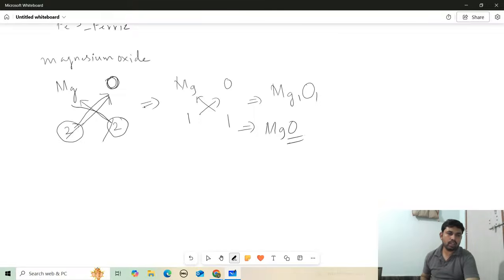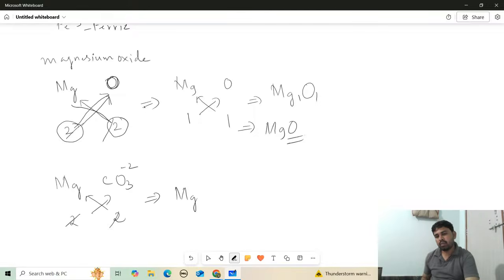Similarly, if I have the same magnesium and carbonate, we already know carbonate. The charge will be -2 here, so I write 2 as valence here. Magnesium valence is 2. Again, we get the formula by exchanging these valencies. So the formula of magnesium carbonate is MgCO3. This is the formula of magnesium carbonate.